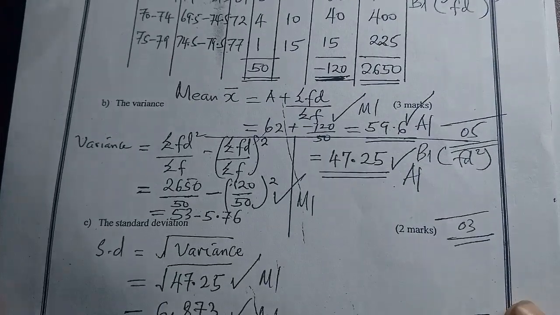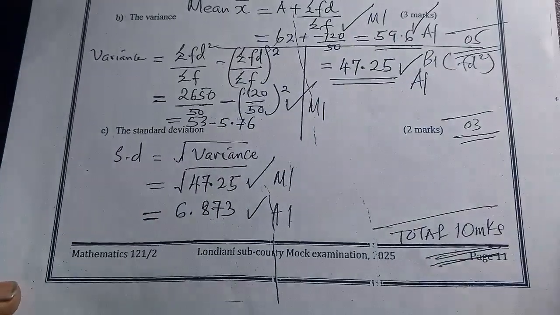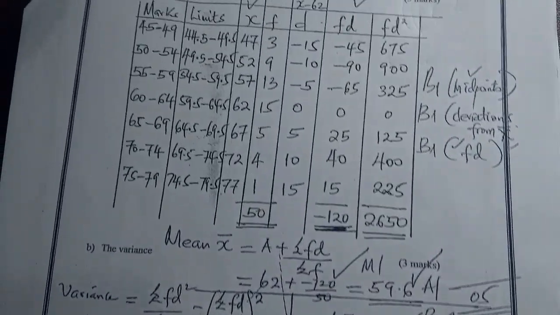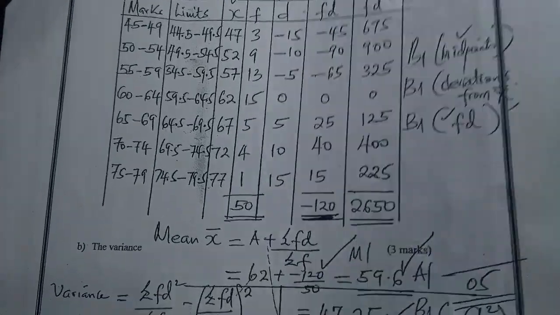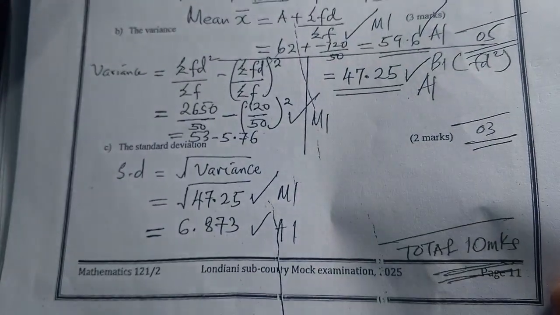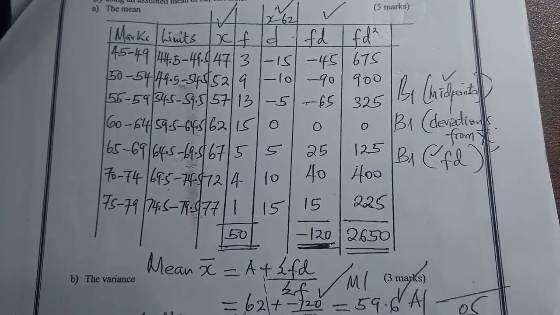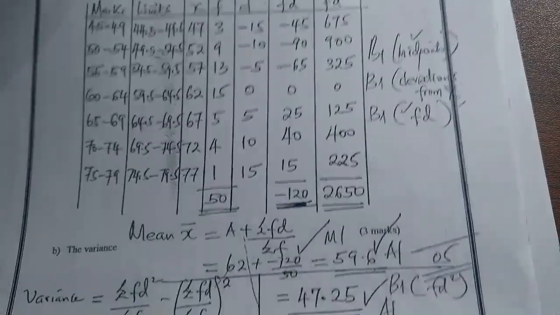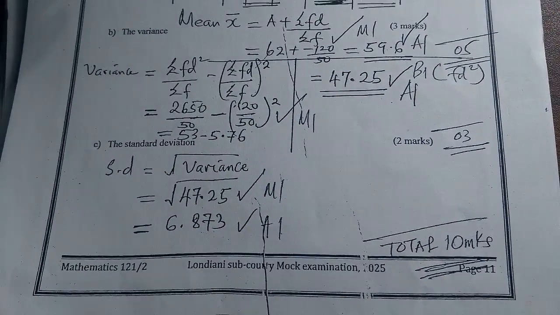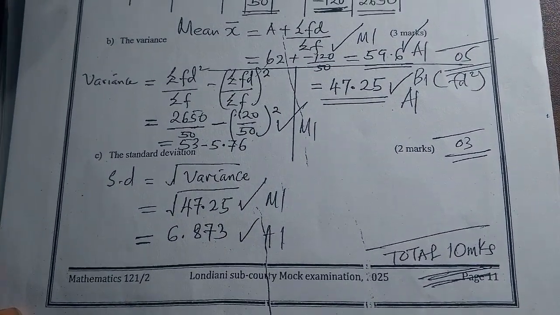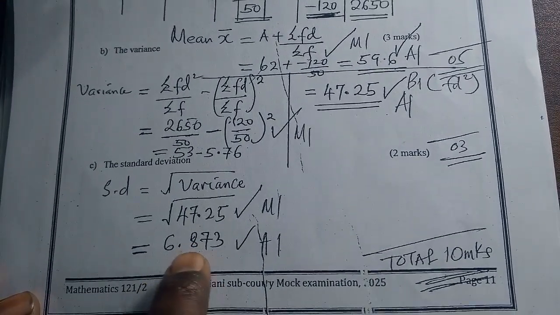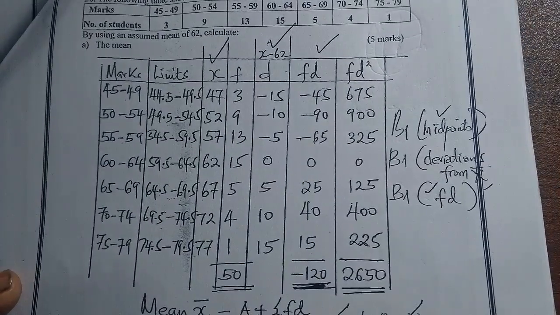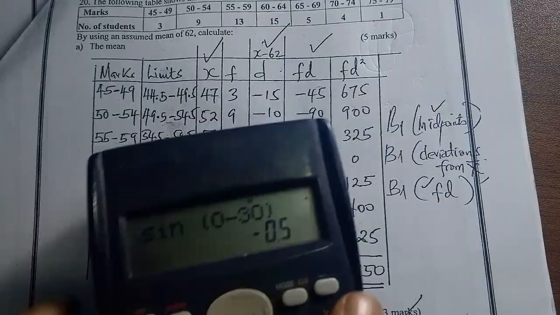I know you know how to calculate the variance and the standard deviation. I've given you the marking scheme so that you can try at your own time. But let me show you how to confirm your answer. You must be sure of what you're doing. Your answer is, the standard deviation is this, and the variance is this. To be sure, I want to show you how to use the calculator and confirm your answer.